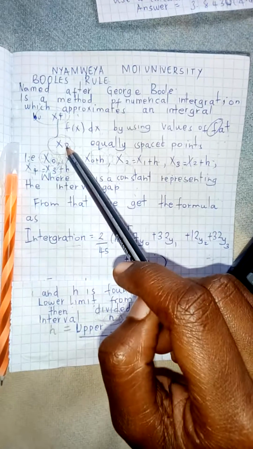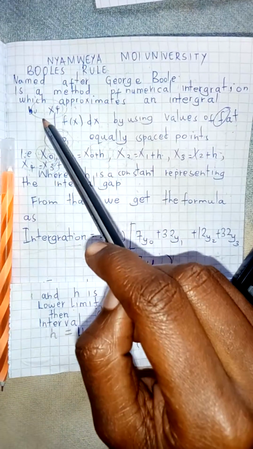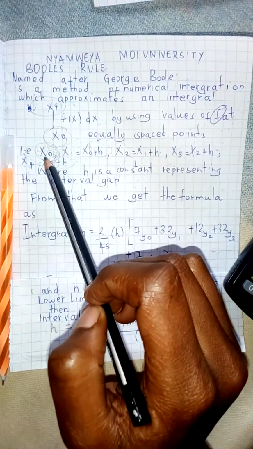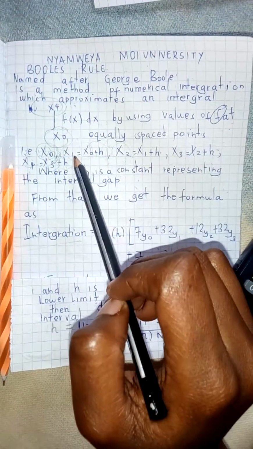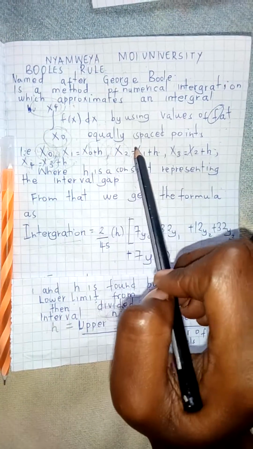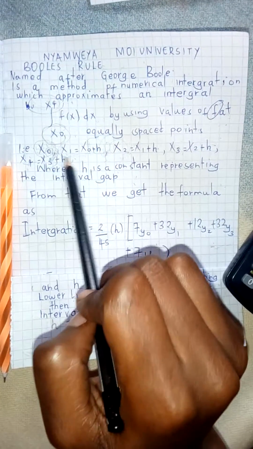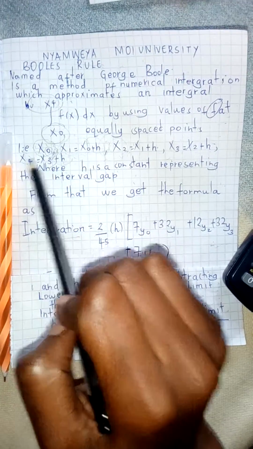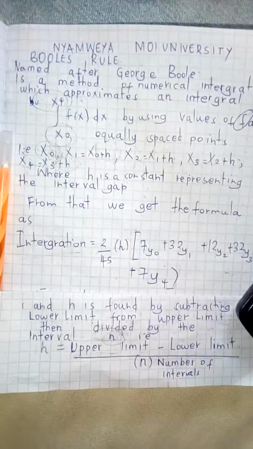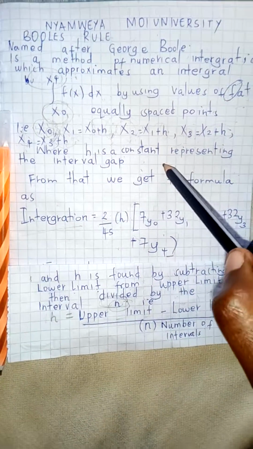So what is this x? First of all, we have x0, which is the lower limit, so we will have to find x1, x2 up to x4. How do we go about that? We are given x0, so to find x1 we'll add the previous value of x, which is x0, plus h. Next, to find x2 we'll add the previous value of x, which is x1, plus h, up to x4. So as you can see, this h is a constant, it doesn't change. And so what is this h? H is a constant which represents the interval gap.